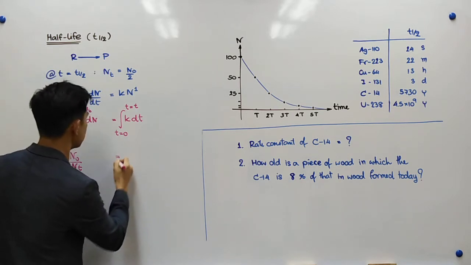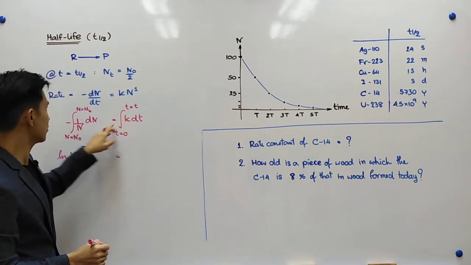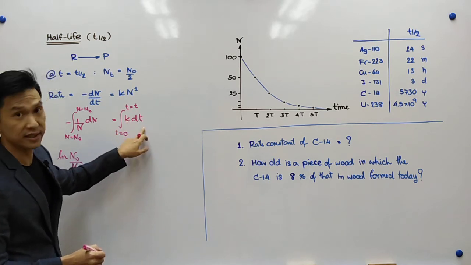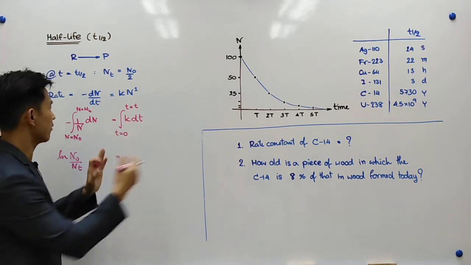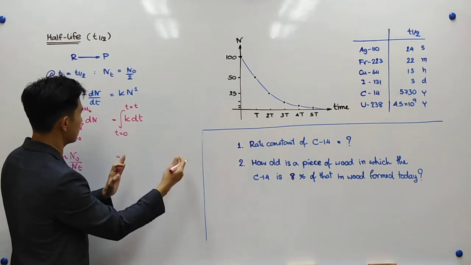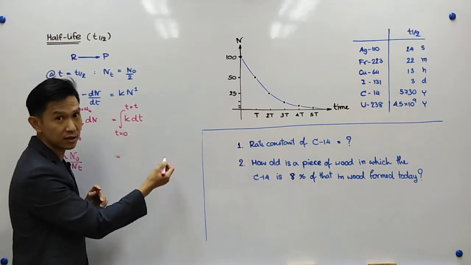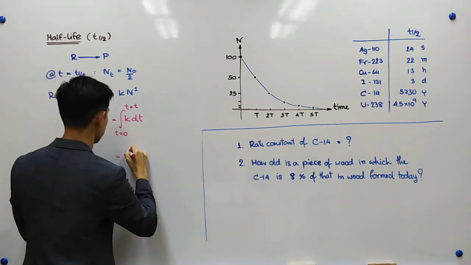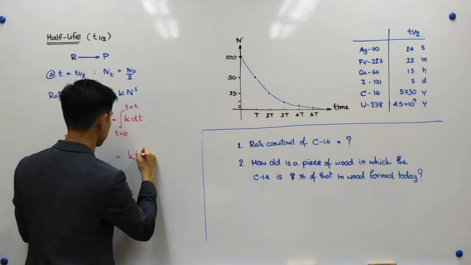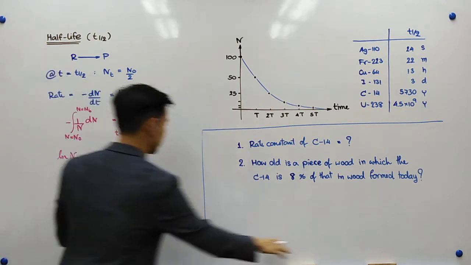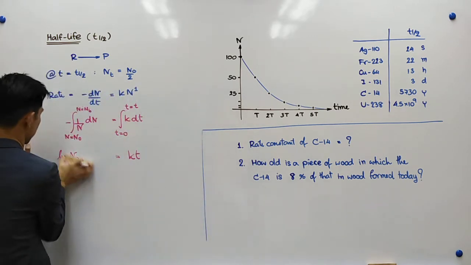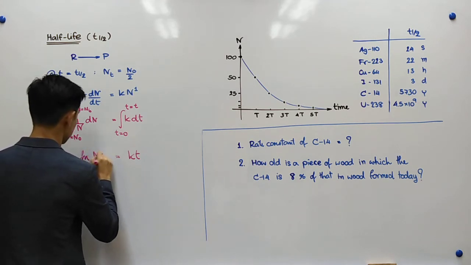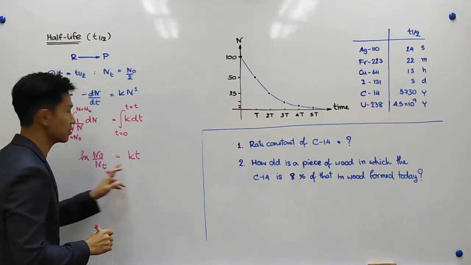And on the right hand side, we integrate k dt, which will be equal to kt. With the time limits, we have kt minus k multiplied by 0, which is equal to 0, so we have just kt. So we have ln of N0 divided by Nt equal to kt.